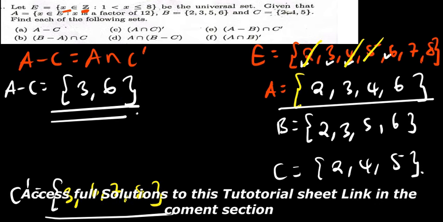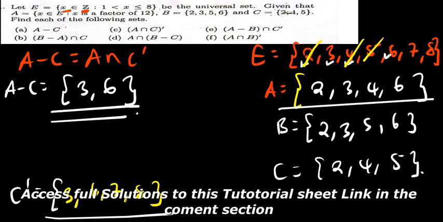Let's check. 2 is not there, 3 is found in both. So the answer for A minus C is 3. 4, there is no 4, but 6 is there, so I'll write 6. So it is very easy if you manage to just list C complement and look at the numbers found in both A and C complement. In this case, this is my answer. Now there are two things here.